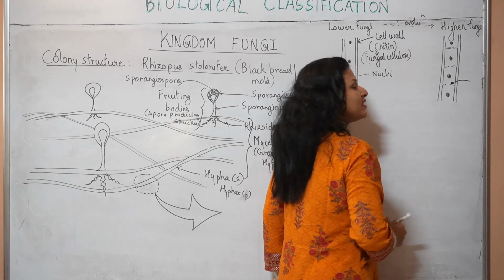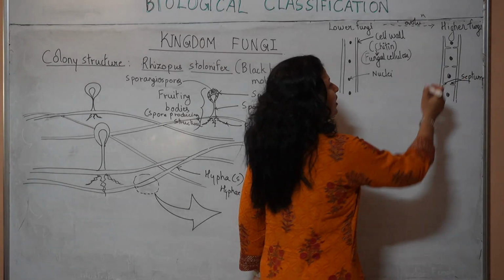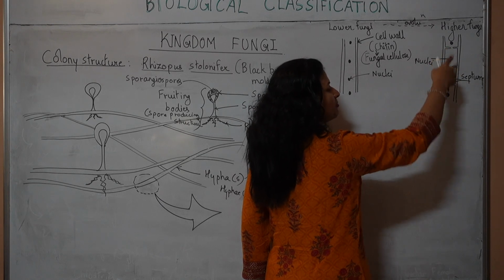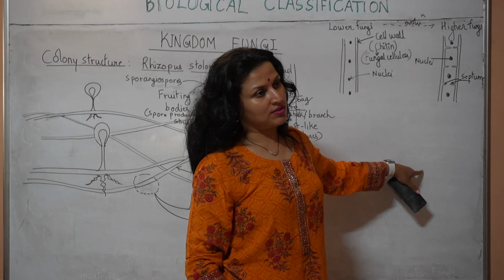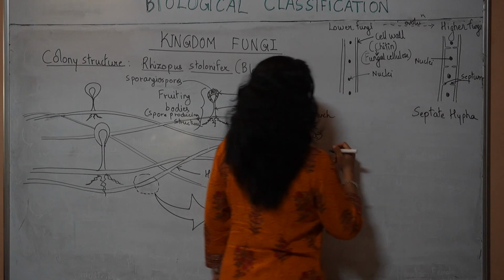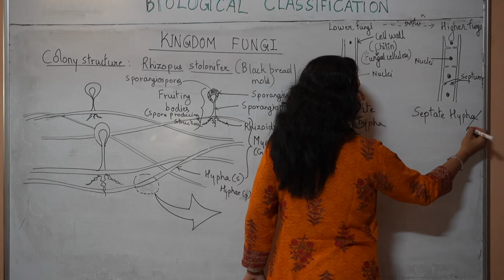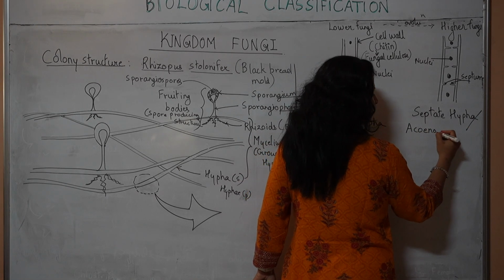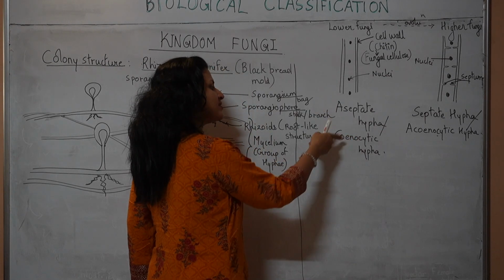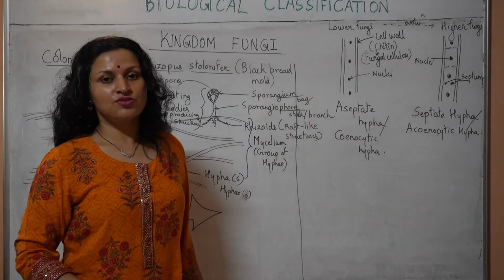What is this? This is an invagination of the cell wall inside. This is known as a septum. And the nuclei will be bound inside these septa. They will not be able to move freely in this condition. These types of hyphae in higher fungi are called septate hyphae. Septate hypha. Whereas the aseptate hypha is also called coenocytic hypha. Aseptate, coenocytic, and septate. Don't say aseptate, acoenocytic. Students make this mistake.